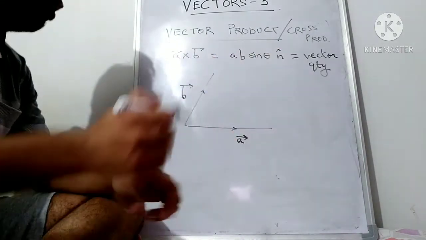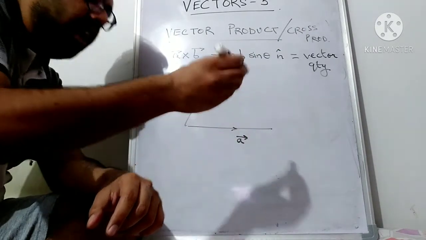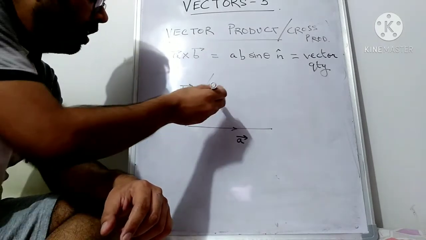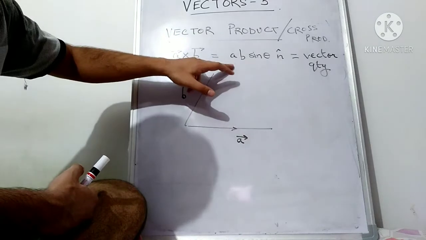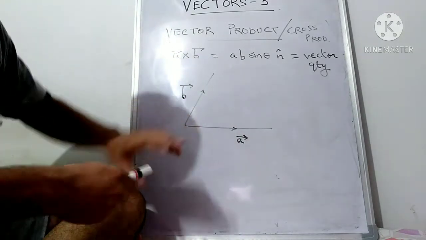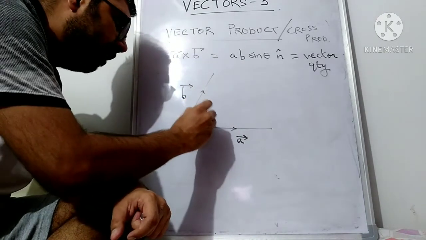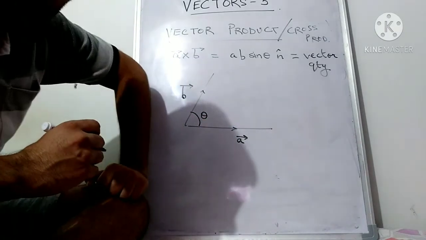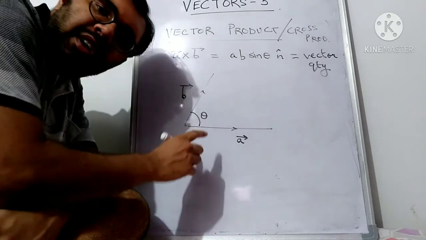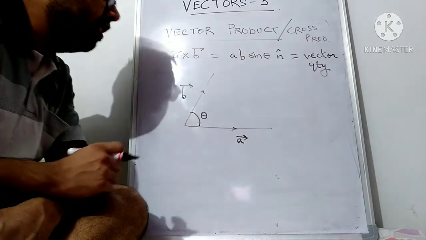Okay, so basically the cross product will point outside of this plane here, and the magnitude of the result will be the product of the magnitudes of the two vectors and then sine of theta, where theta is the angle between these two vectors, right?